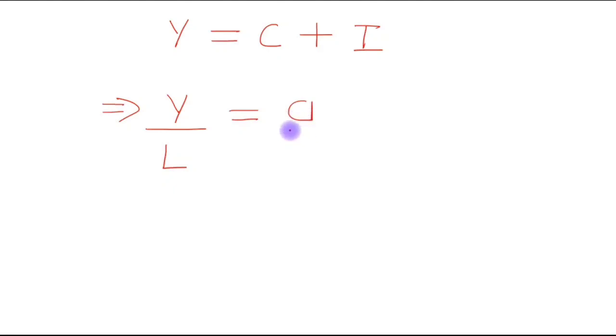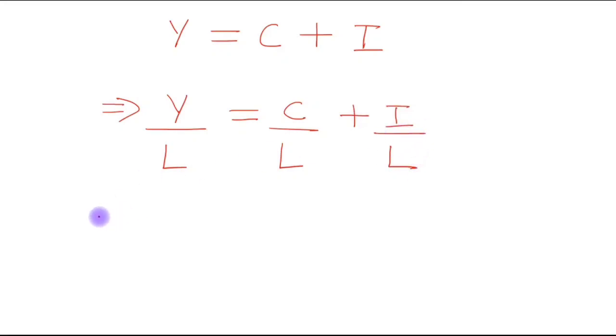We know that the national income accounts identity in a two sector economy can be written as Y equals consumption plus investment. To convert this equation to per worker terms, we will divide the whole equation by L: Y upon L equals C upon L plus I upon L.